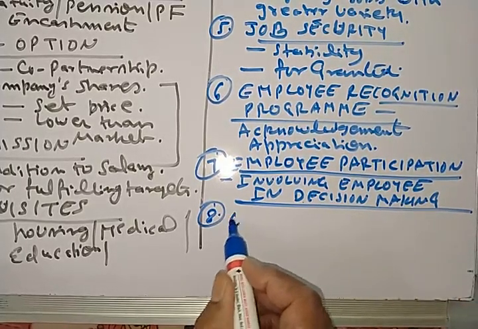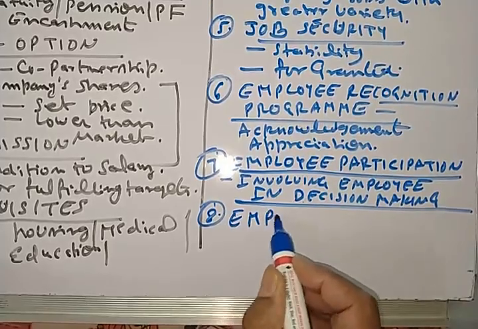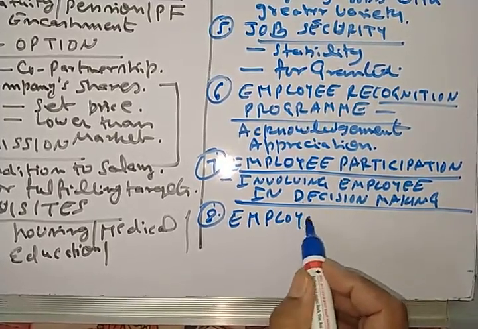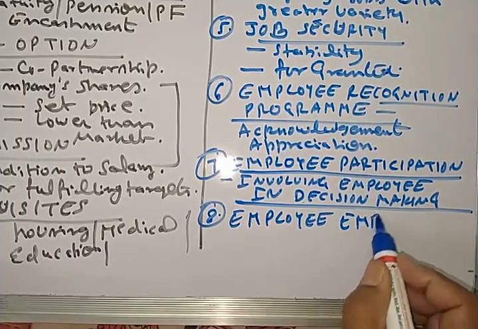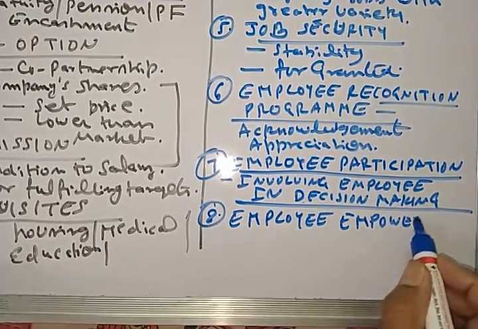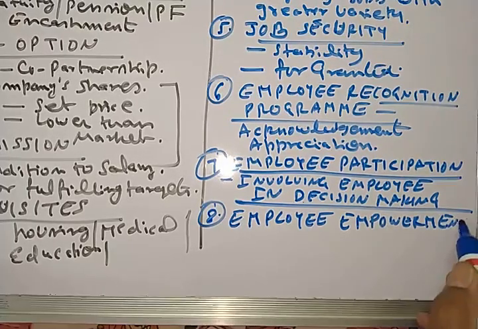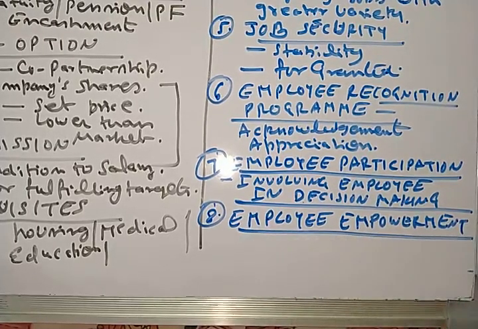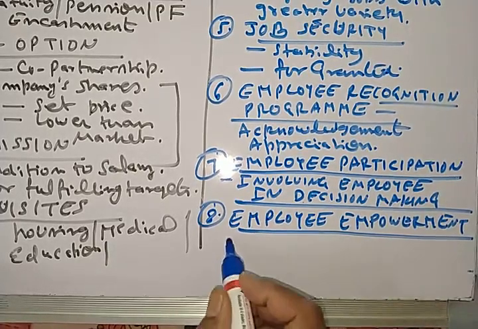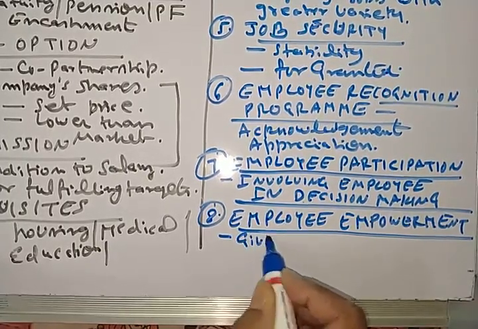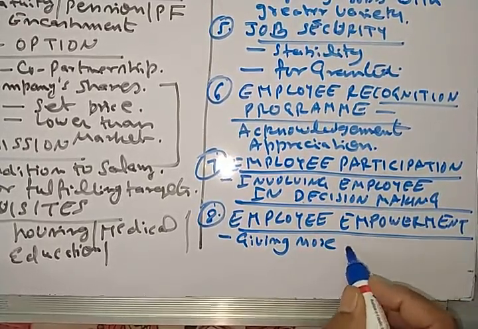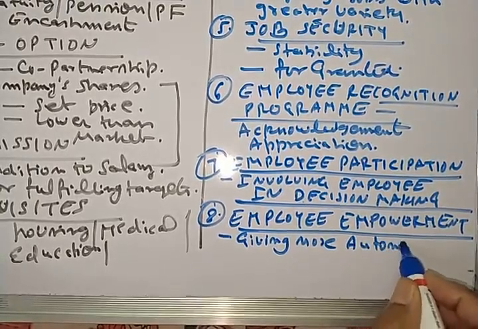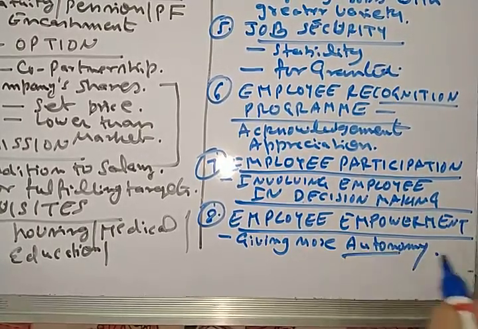Last point you can take as employee empowerment. Empowerment means giving more autonomy. Autonomy means freedom.